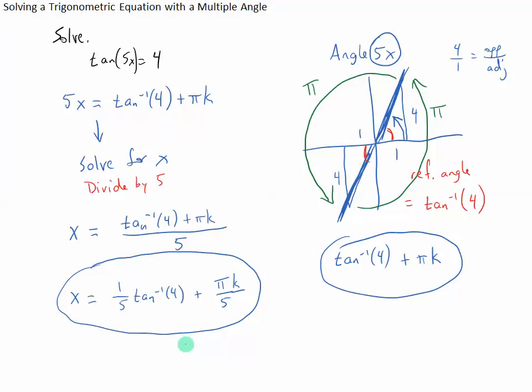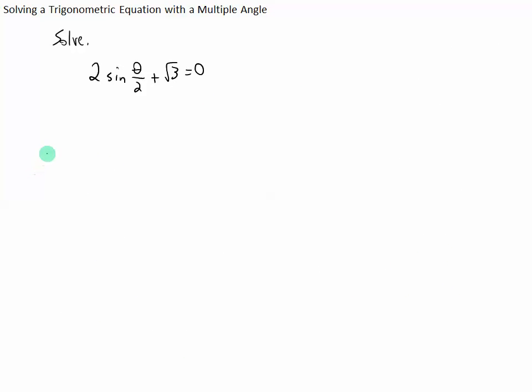Let's try one more just to make sure we fully understand this. Okay, so you see this equation, and we've got the sine of this angle. Now, a lot of people like to think about trying to multiply by 2 or something to get rid of this. The problem is when you multiply by 2, it's not going to go inside and multiply the angle by 2. It's going to multiply the whole function by 2. So be careful with that.